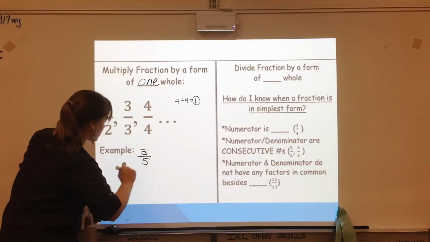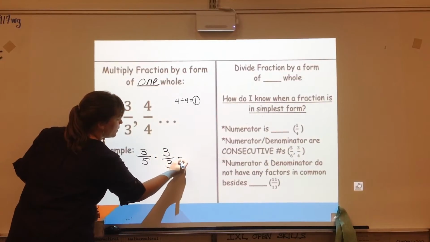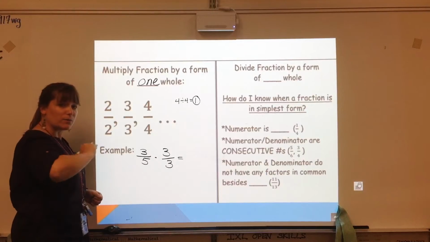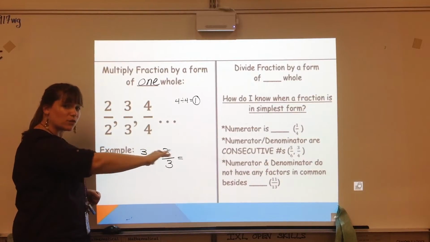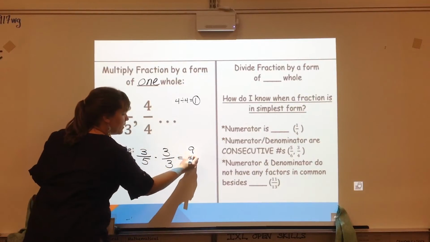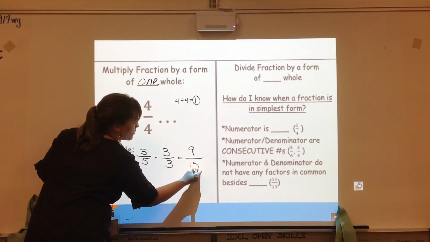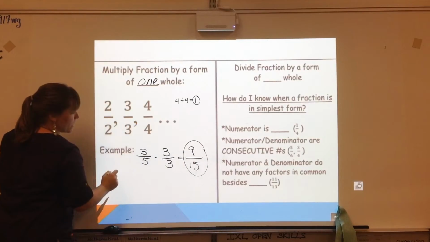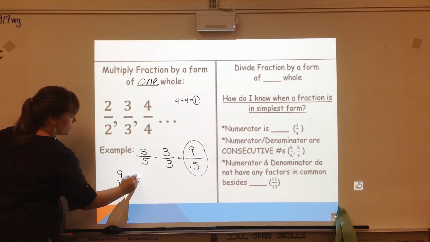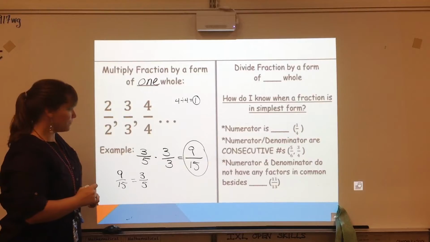So let's just multiply this by 3 over 3. And we're going to touch on this at the end, but when you multiply fractions, you multiply numerators together. So 3 times 3, and then you multiply denominators together. And our equivalent fraction would be 9/15. So 9/15 and 3/5 are the same exact fraction.